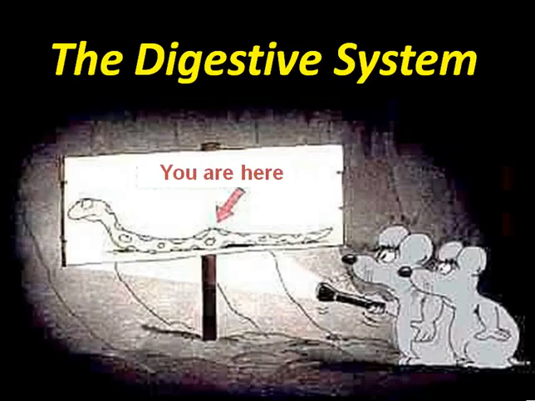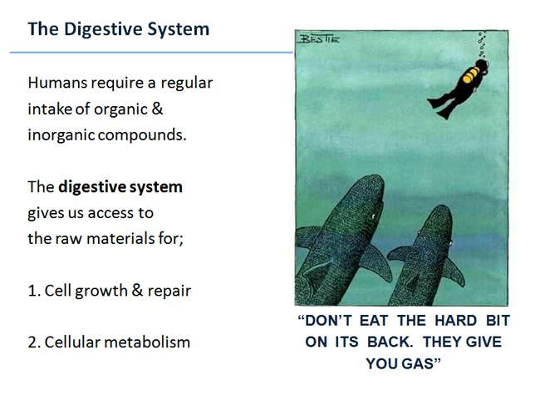In this lecture, we're going to consider the digestive system. This involves the gastrointestinal tract and a range of accessory organs that help the gastrointestinal tract obtain nutrients that we require for our survival. So before we consider the specific anatomy and physiology of the digestive system, let's consider why we need such a system in the first place.